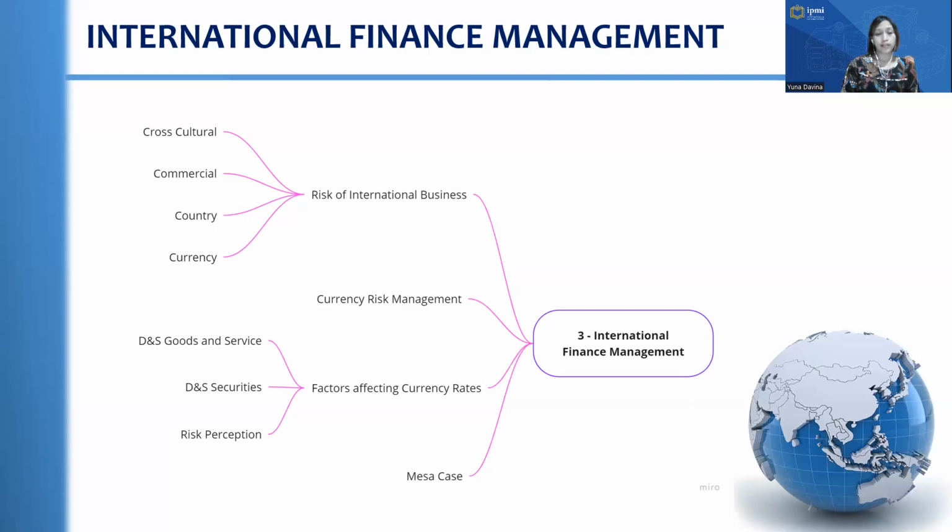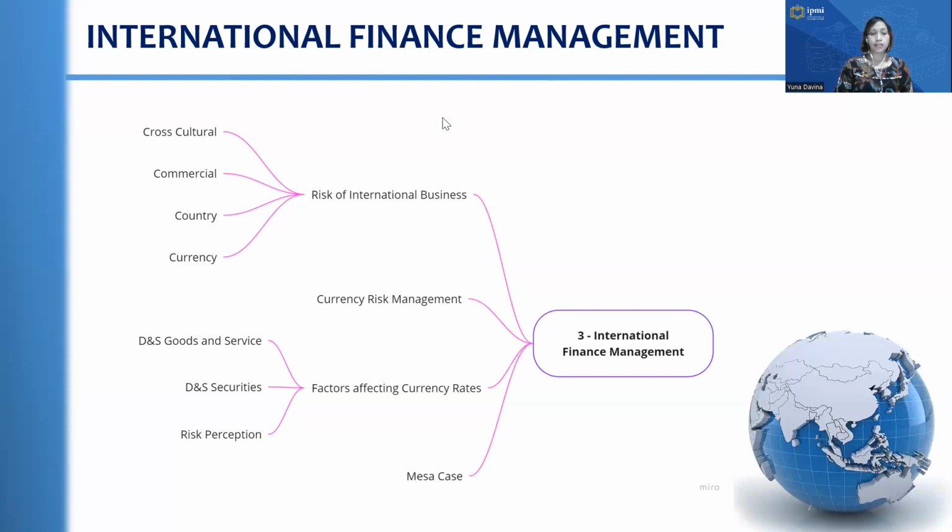Now, what are the factors that affect the currency rate? First is the demand and supply of goods and services, which is influenced by the relative inflation rate, relative income, and government restrictions on the flow of goods and services. There is also the demand and supply of securities, which is influenced by the relative interest rate and government restrictions on capital flows. And there is also risk perception, which could trigger the demand and supply of foreign currencies and domestic currencies. These are the factors that affect the currency rate.